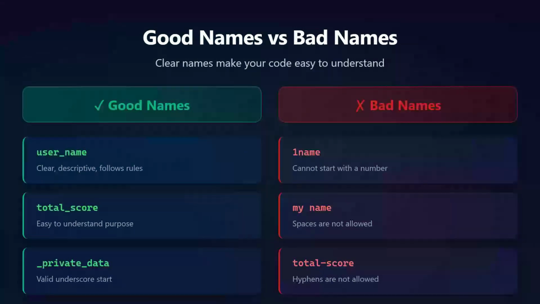Now for bad names. 1name doesn't work because you can't start with a number. my name fails because spaces aren't allowed. And total-score is invalid because hyphens aren't permitted in variable names.